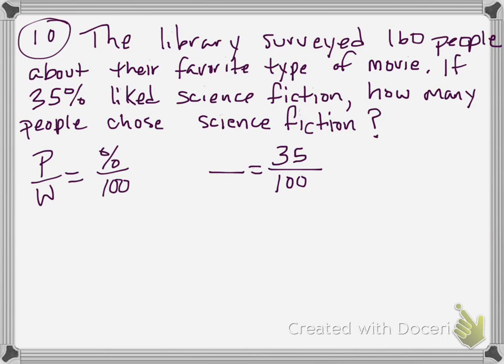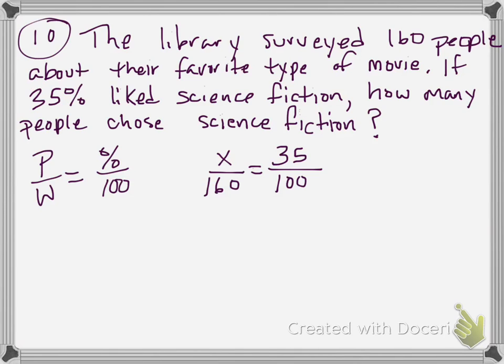So I need to ask myself, is that the part or the whole? Well, the library is surveying 160 people. And some of them are going to like science fiction, but certainly some of them are going to like other kinds of movies. So that 160 is not our part. That's the whole number of people that got surveyed. So the part is what we're looking for.